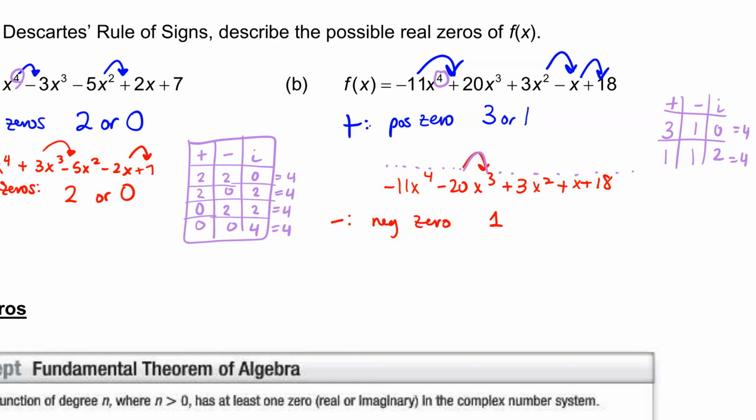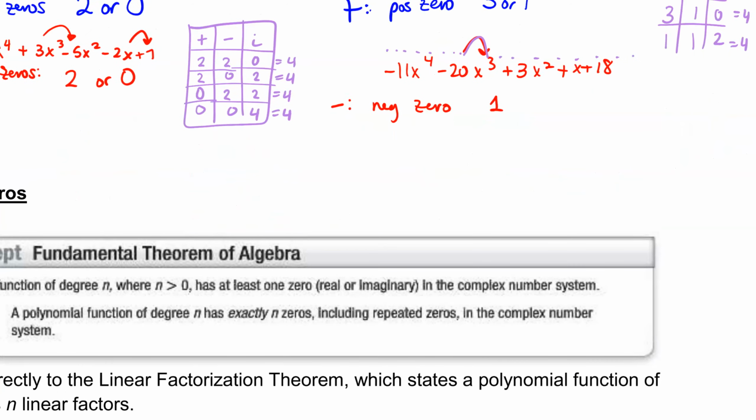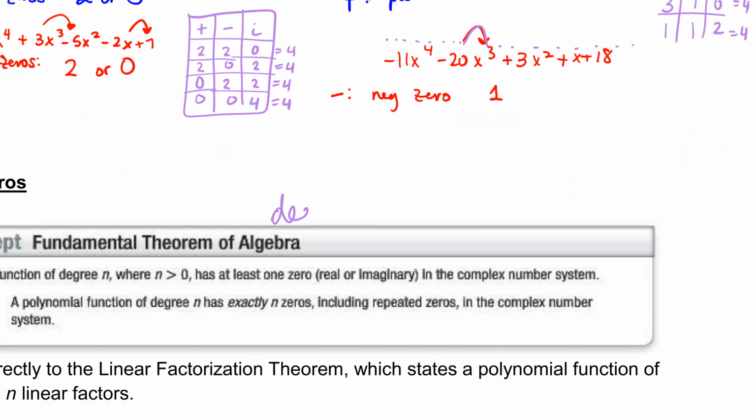So this leads to the linear factorization theorem, which states a polynomial function of degree n has n linear factors. So, for example, if I have something like, I don't know, to the 5th degree, that means it has to have 5 zeros. So that means I have to have 1, 2, 3, 4, 5 factors.